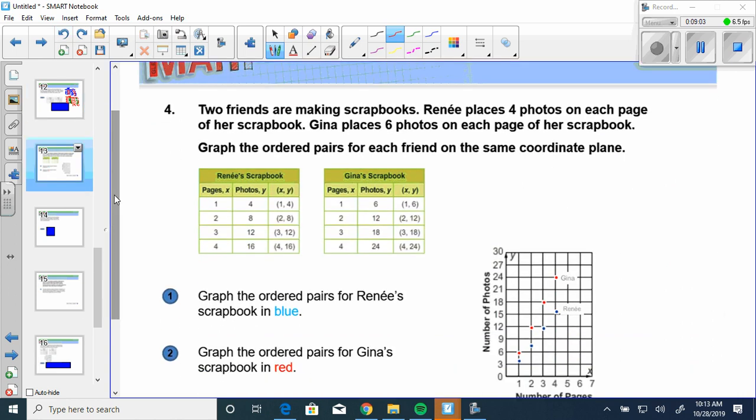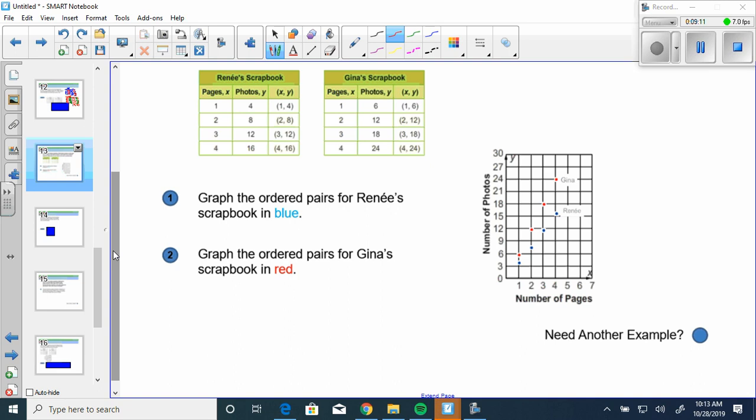Two friends are making scrapbooks. Renee places 4 photos on each page. Okay, so we're using those tables now to graph. Notice they did them in 2 different colors. You can see Gina is in red, Renee is in blue. We just put them right 1 up 4, right 1 up 6. Notice that they had it by 3s. I probably would have done it by 2s instead of 3s. It would have made my graph a little bigger, but it would be a little more clear. Everything was even, so evens would have been a really good choice there for your Ys.